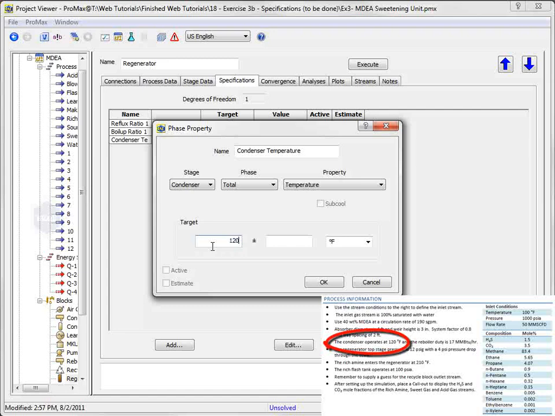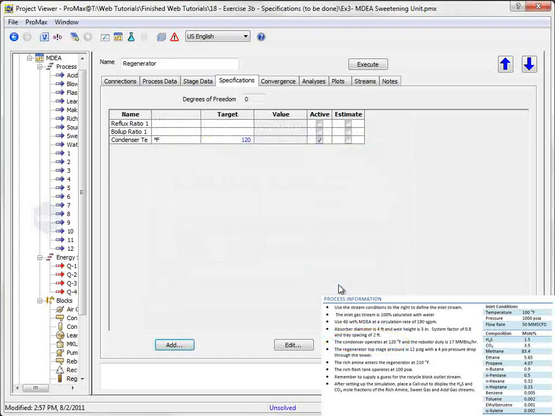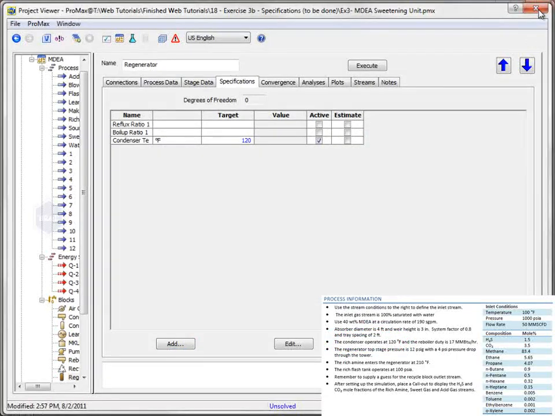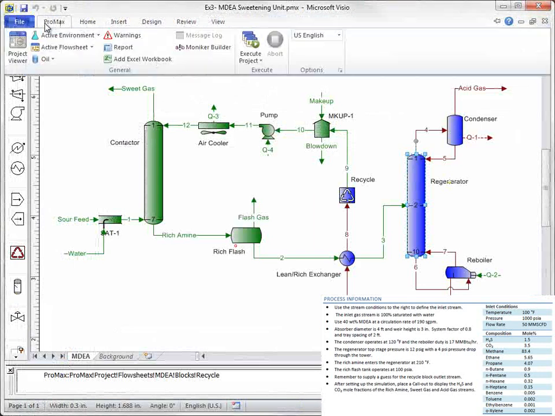You should not set the tolerance here unless you have a very good reason, typically only if suggested by our support staff. Click Active so that Promax will use this specification towards one of the degrees of freedom in the column. Once we've done this, the project should be ready to run.